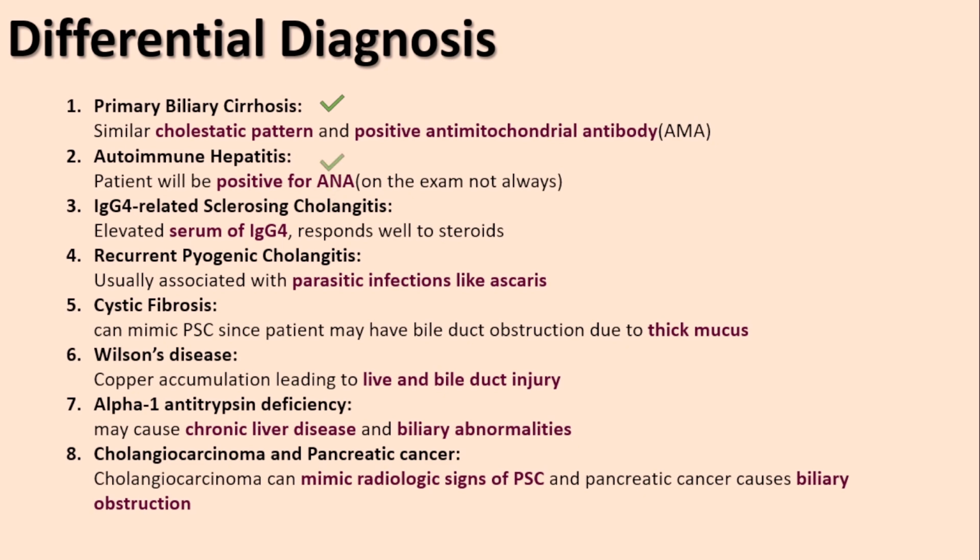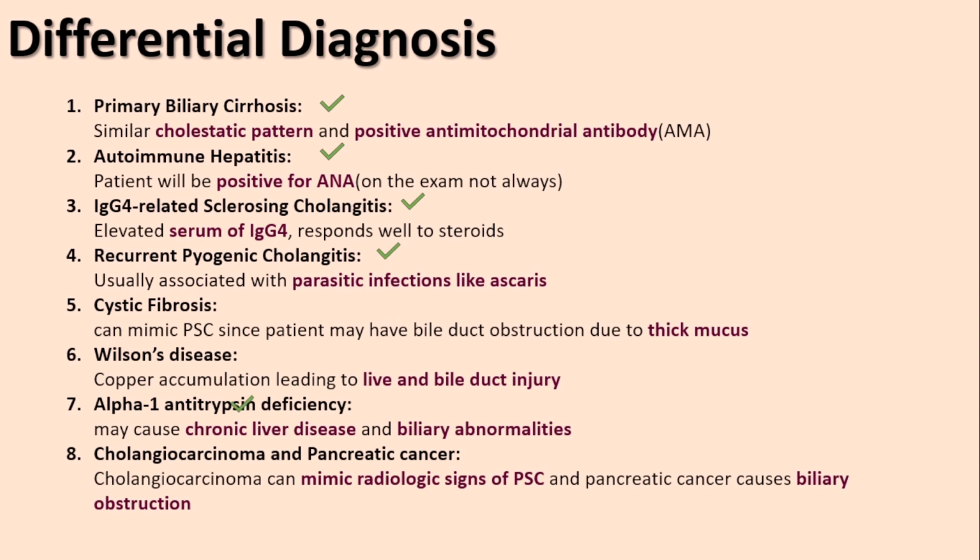Number two is autoimmune hepatitis, and in this case the patient is going to be positive for ANA. The third differential is IgG4-related sclerosing cholangitis, and in this case the patient is going to have elevated IgG4 in the serum and will respond well to steroids. Number four is recurrent pyogenic cholangitis. This is usually associated with parasitic infections like Ascaris.